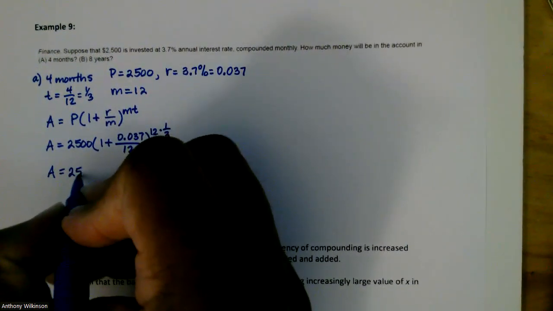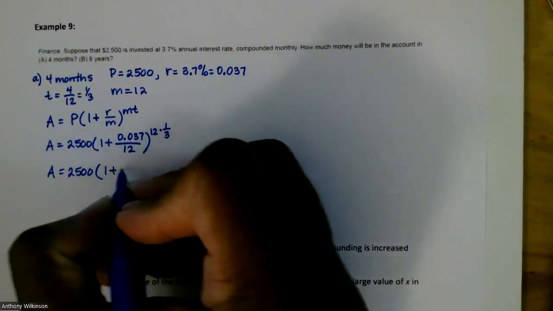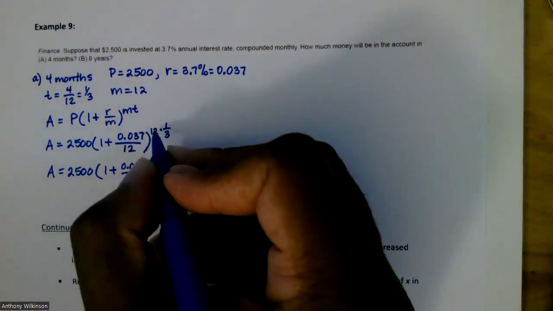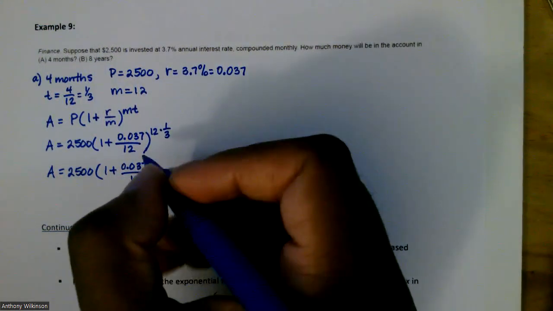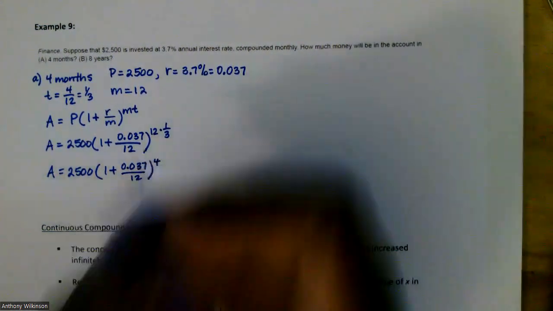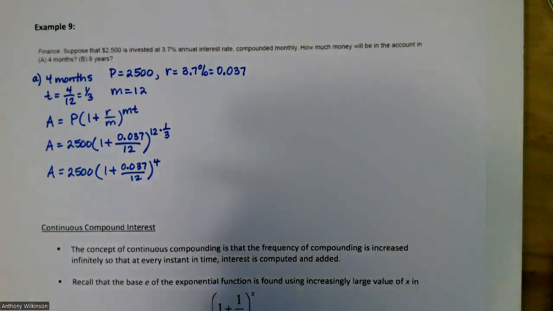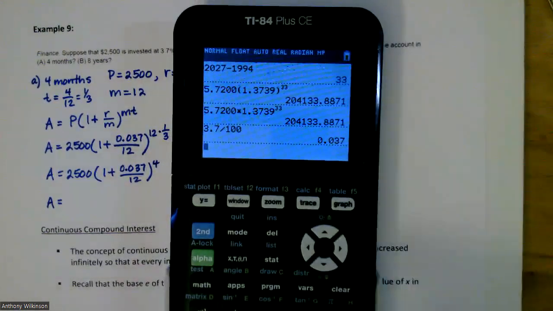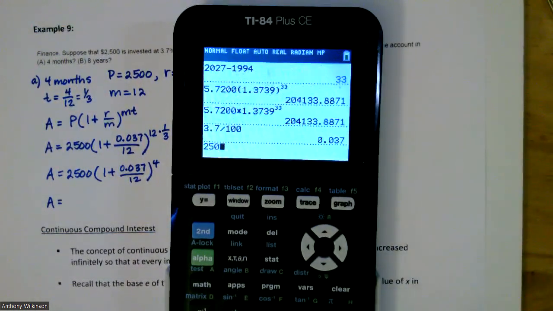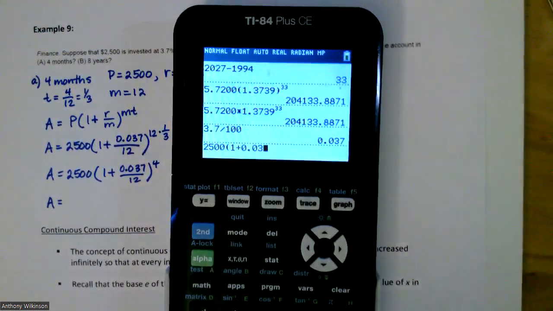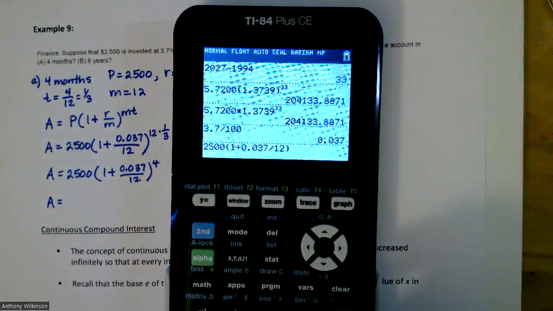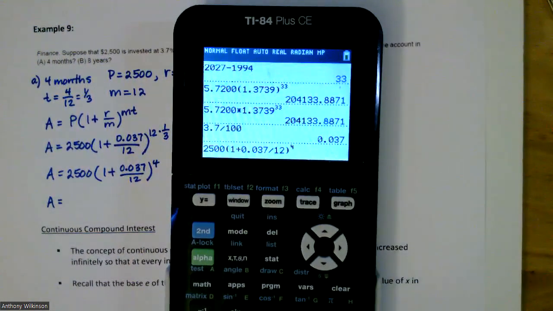So A is equal to 2,500 times 1 plus 0.037 over 12. 12 times 1/3, or 12 over 1 times 1/3, will be 4, because that's like 12 divided by 3. Now we can type this in the calculator. In this case, it would be 2,500, then left parentheses, 1 plus 0.037 divided by 12, close parentheses. For the exponent, press the hat key and then 4.